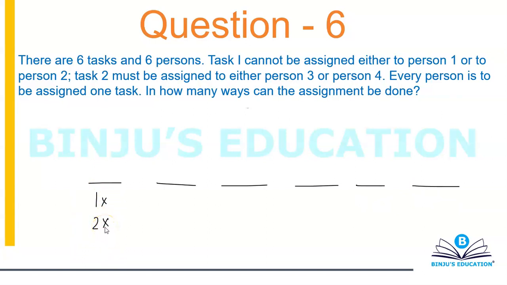Task 2 must be assigned to either person 3 or 4. So the only possibility is 3 or 4. Nothing else can happen here. Every person is to be assigned one task. In how many ways can the assignment be done? All right. So we can make two cases for this.